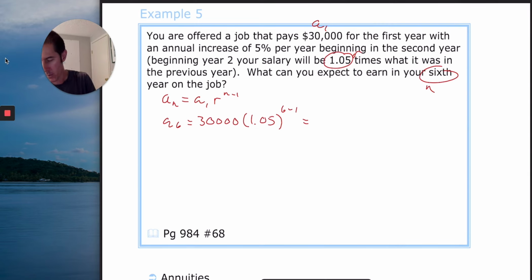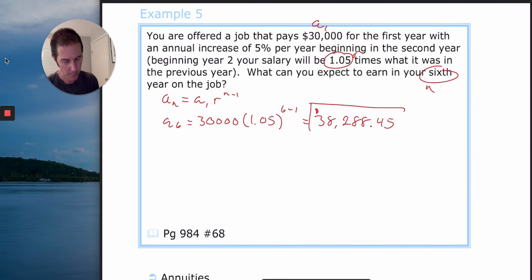That'll get you there. In my grapher, I'm going to type in 30,000 times 1.05 to the power of 5, enter, and I got $38,288.45. It was actually 0.446, so I'm going to round up. I'll write that down for us. $38,288.45. Nice, not a bad word problem.